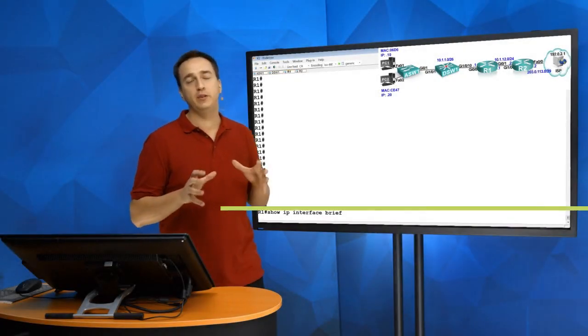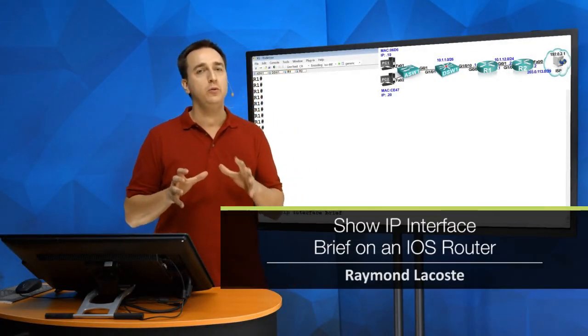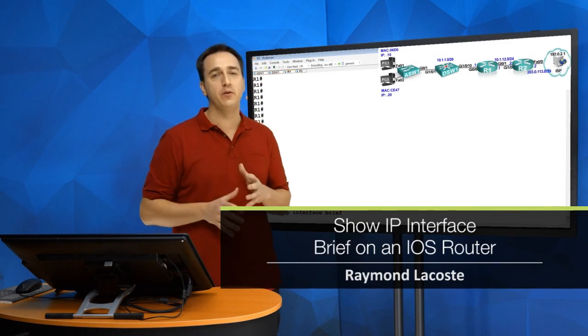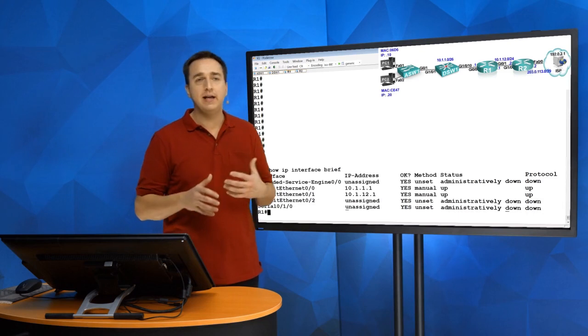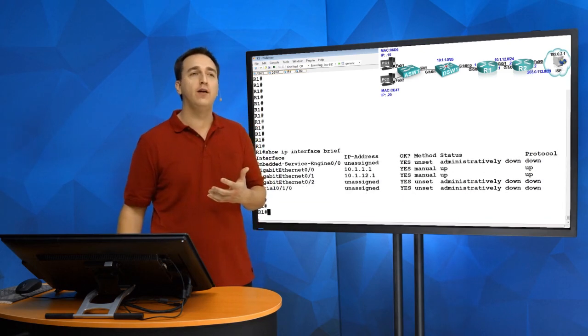Show IP interface brief is going to be a show command that you go to more often than you could ever imagine. Now, why is that? Well, it gives us a brief snapshot as to the different layers of the OSI model.